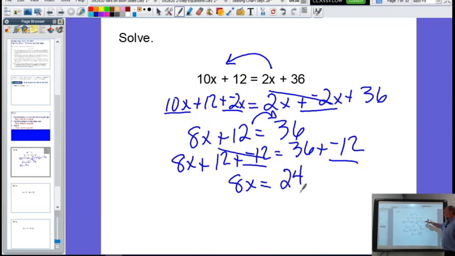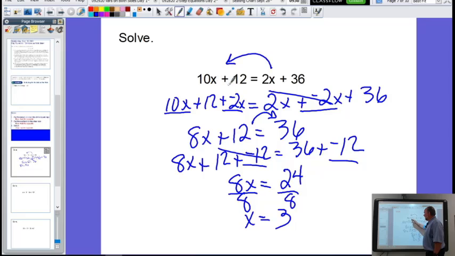Okay, so I moved my letters to the left, I moved my numbers to the right, and now we're ready to solve. And to solve, we do the opposite. I have a multiply by 8, so that means I divide by 8, and I end up with x equals 3.